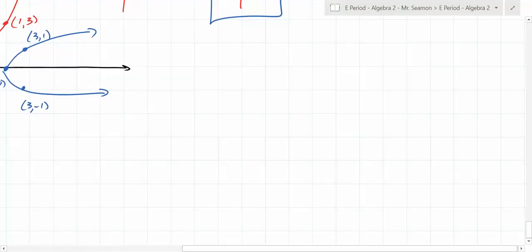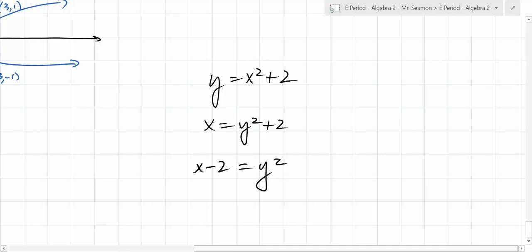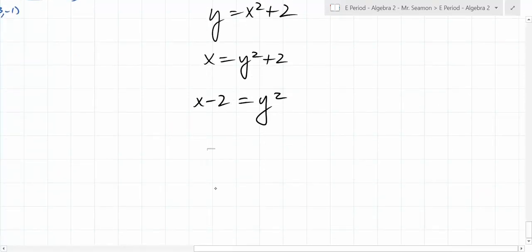Another way to see this is to do it algebraically. y equals x squared plus 2. If I wanted to find the inverse, what do I do? You interchange it, right? So x is equal to y squared plus 2. So x minus 2 is equal to y squared. What do you have to do to both sides now? So y is equal to what?